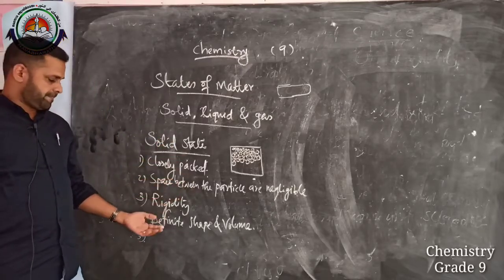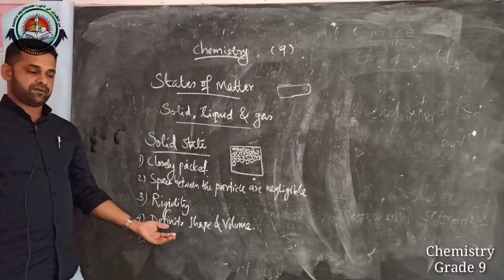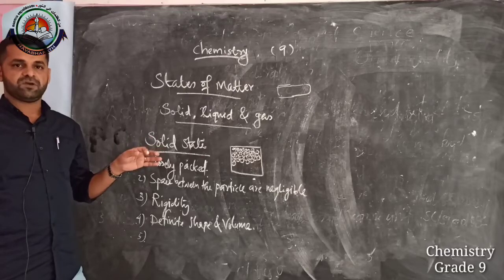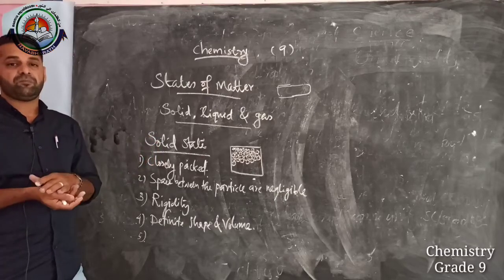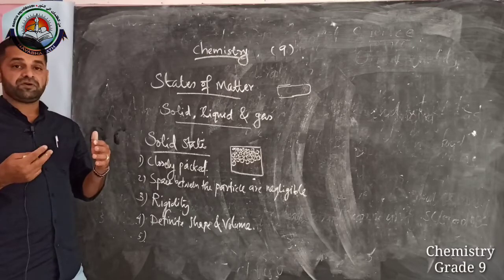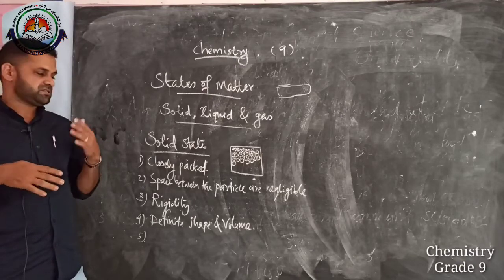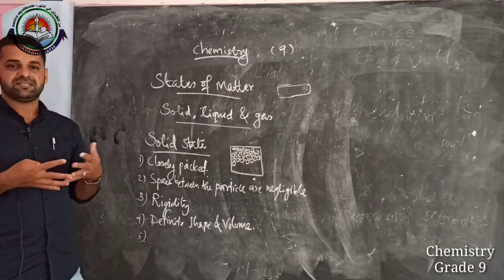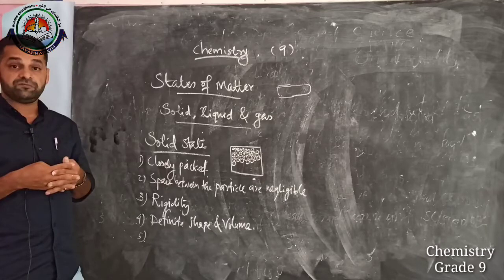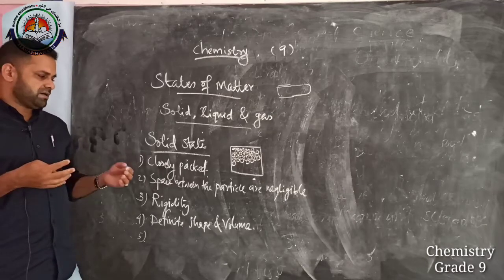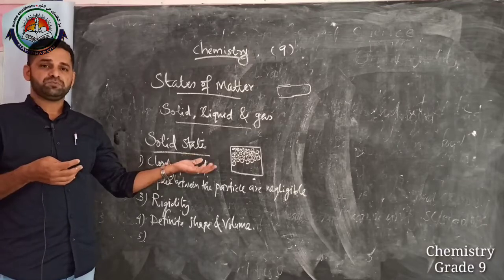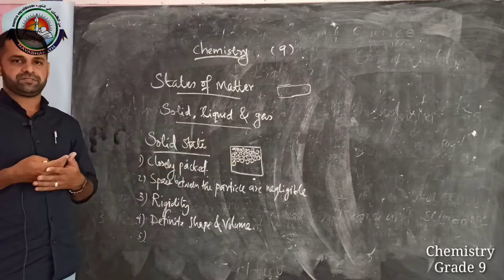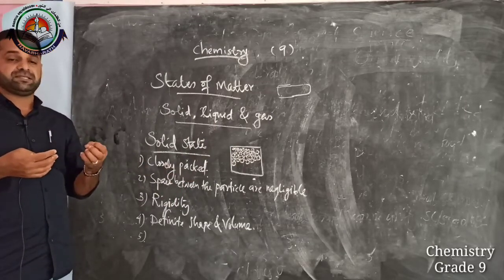these solids, what about their diffusion? We studied in the last class what diffusion is: the intermixing of different particles of matter by their own, that is called diffusion. The diffusion is very less in the case of solids. Why? Because the particles are not free to move, they are tightly packed, so the particles cannot move from one place to another place.